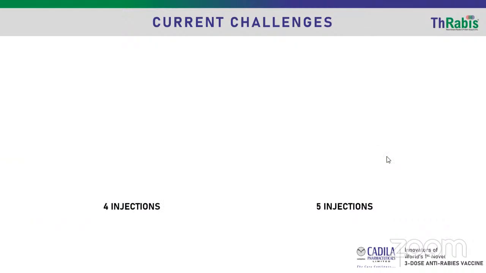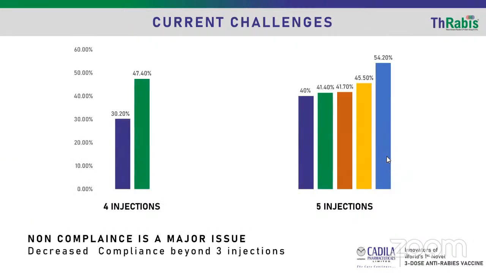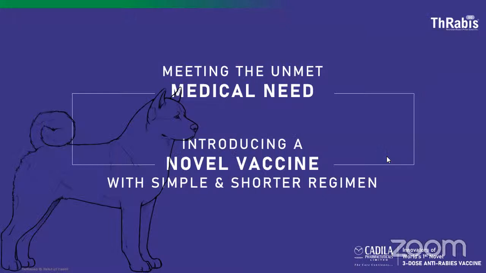Traditional rabies vaccines typically require multiple doses. The WHO recommends a 5-dose regimen administered over 28 days: 0, 3, 7, 14 and 28. However, poor compliance with the 4th and 5th doses of the recommended 5-dose rabies vaccine causes significant challenges to the effective prevention and control of this deadly disease.